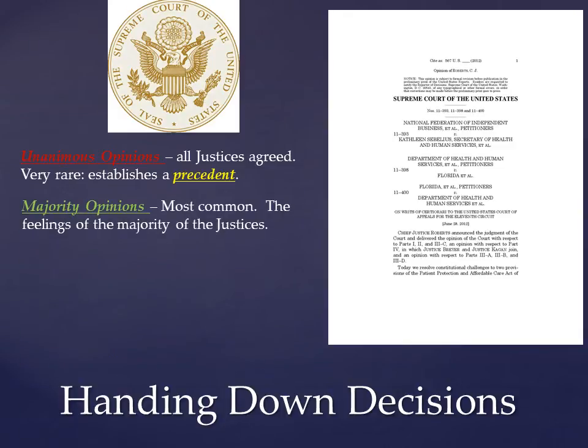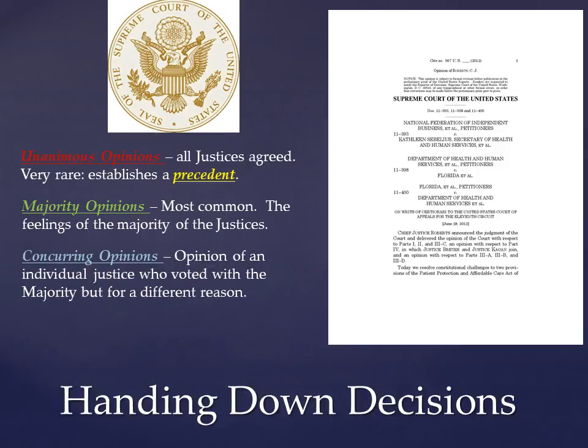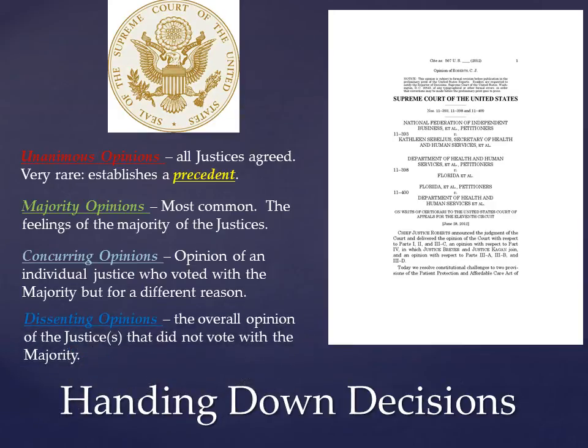The more common thing is to see a majority opinion, in which one of the justices writes up the reasons why the majority voted the way that they did. There are sometimes things known as concurring opinions, where one member of the court may have voted with the majority, but did so for a different reason. That person may choose to write a concurring opinion. Finally, if it's an important enough issue, one or more of the justices who voted against the majority may release what is called their dissenting opinion, telling why they did not vote with the majority on a particular case.